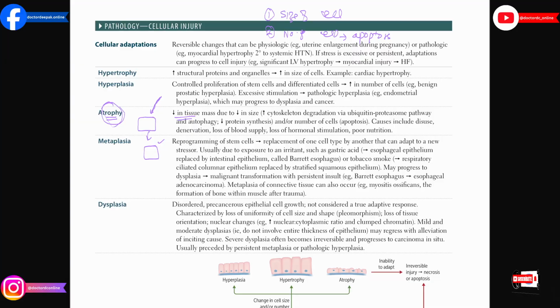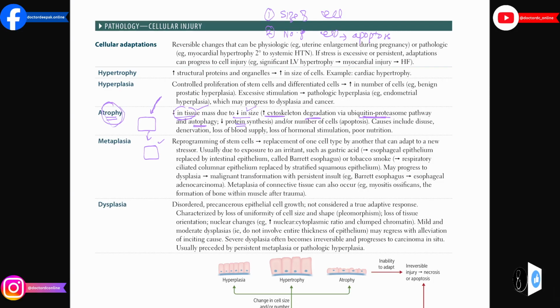So here they mention decrease in tissue mass occurs due to decrease in size. And how is the size decreased? Because you have to increase the cytoskeleton degradation. How can we increase the cytoskeleton degradation? With the help of the ubiquitin proteasome pathway. This is the first mechanism. And second, we have autophagy. Autophagy will lead to a decrease in the number of cellular components. It will decrease the protein synthesis. It will decrease the cellular components.